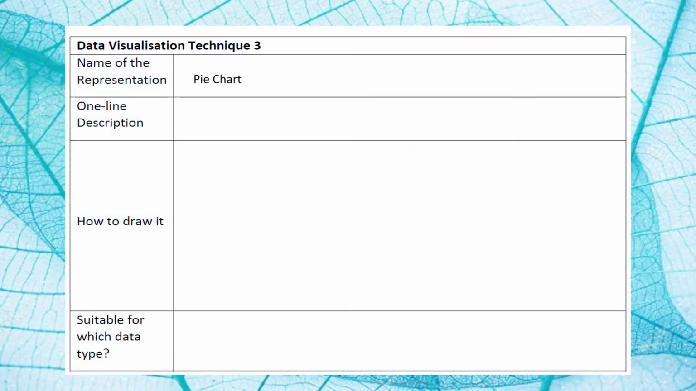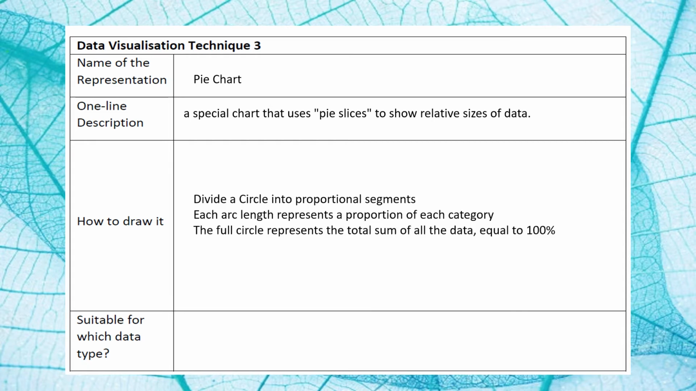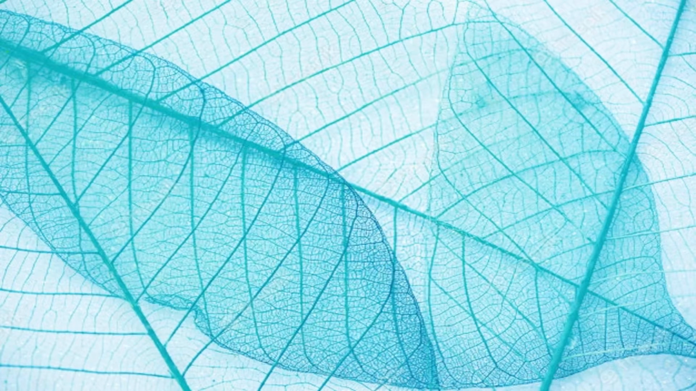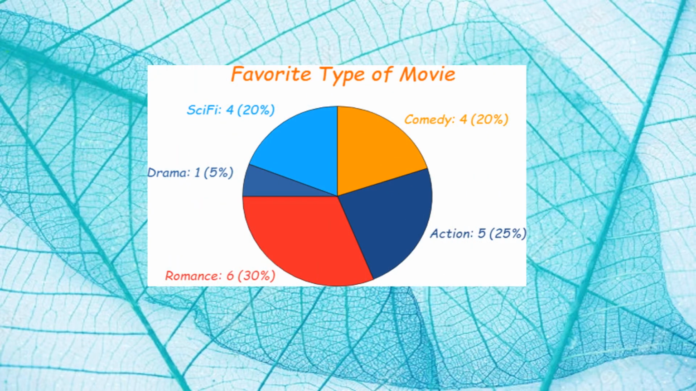Data visualization technique 3, pie chart. A special chart that uses pie slices to show relative sizes of data. Divide a circle into proportional segments. Each arc length represents a proportion of each category. The full circle represents the total sum of all the data, equal to 100%. These are suitable for comparisons, proportions and part to whole. This is one example for the pie chart. Comedy is picked by 4 people, action movie 5 people, romance 6, drama 1, science fiction 4. And also you can see the percentage on the side.